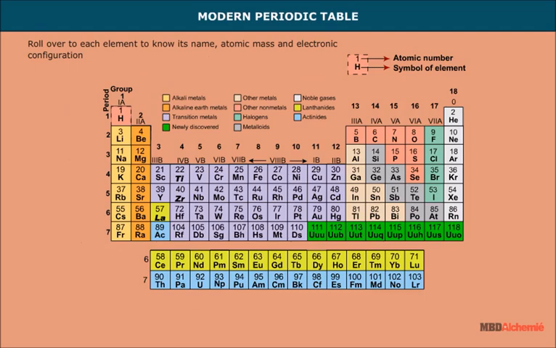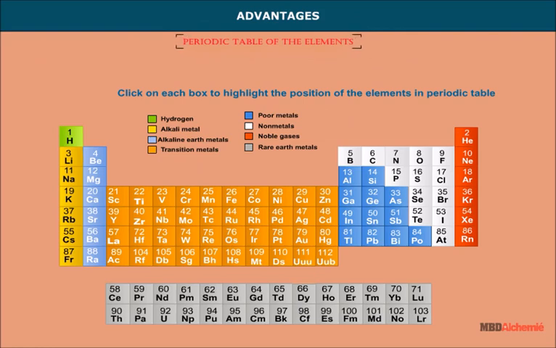Here you can see the modern periodic table. Click each element to know its name, atomic mass, and electronic configuration. The periodic table is classified as hydrogen, alkali metals, alkaline earth metals, transition metals, poor metals, non-metals, noble gases, and rare earth metals. Click on different icons and know their respective positions in the periodic table.